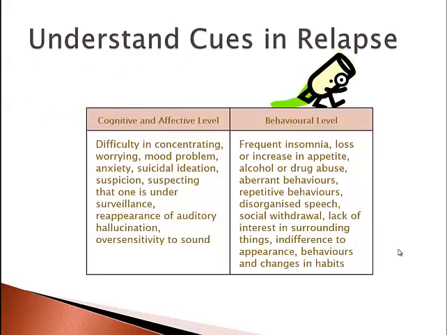Upon recognition of the cues, families can encourage patients to talk over the problems openly and consult doctors together to prevent the situation from deteriorating.